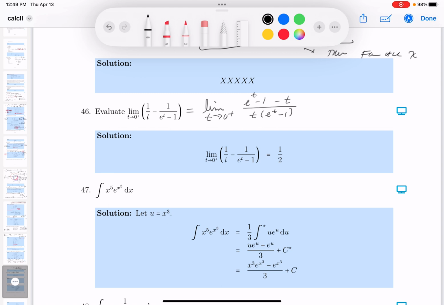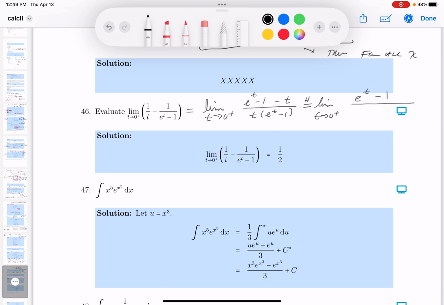e^t minus 1 minus t, and I go to 0. Yeah, you get 0 on top, and on bottom you also get 0. So I'm going to use L'Hopital's rule. And that's going to be the limit as t goes to 0 from the right. And let's do the top. The derivative of the top is going to be e^t minus 1.